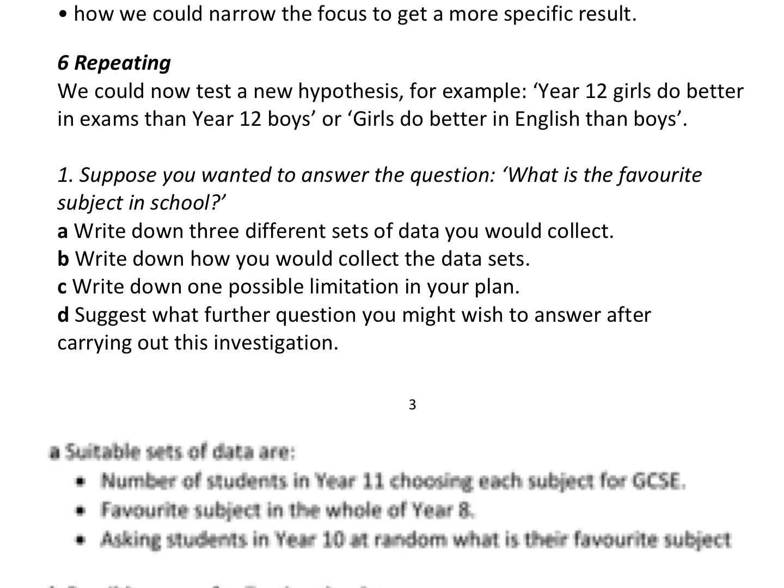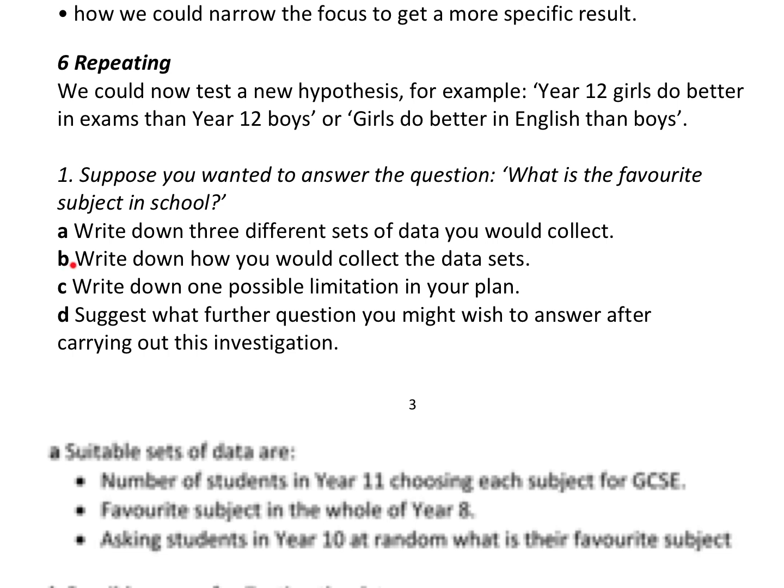So suitable sets of data are the number of students in Year 11 choosing each subject for GCSE. So you would maybe think, you know what, if lots of people have chosen to do geography, geography is the favourite subject in school, and so on. Another data set you could do is get the favourite subject in the whole of Year 8. So ask the whole of Year 8 what their favourite subject is. Now there's pros and cons that we could discuss for all 3 of those.